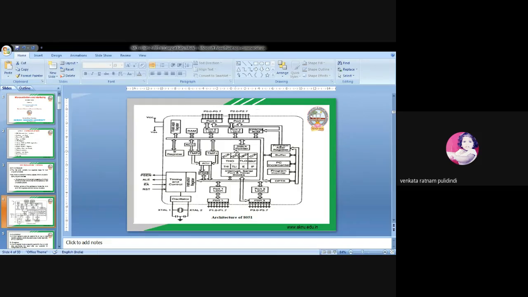Next here we have PCON, that is nothing but a power control register. Power control or power mode register, that is PCON. And SCON, that is nothing but a serial mode control register, or that means a serial data communication control register, that is SCON here.